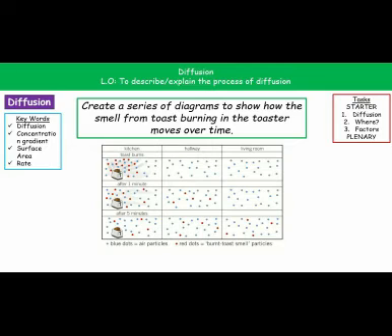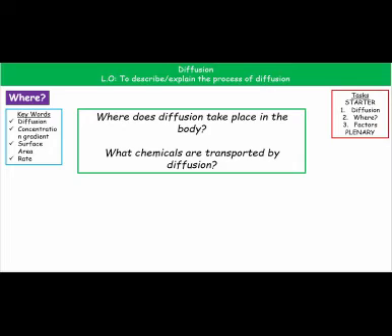So I've just given you an example of what we could have drawn in the picture at the bottom there. So we can see what's happening, that the particles that were close to the toaster first of all, those burnt bits of toast smell, then they start to diffuse through the air until they're spread out pretty evenly by the end. Couple of questions for you to have a go at answering in your books then.